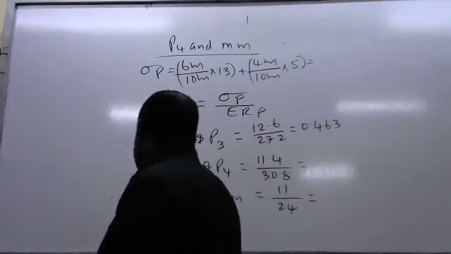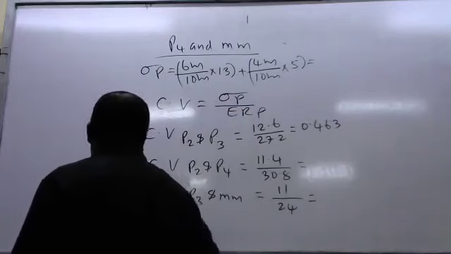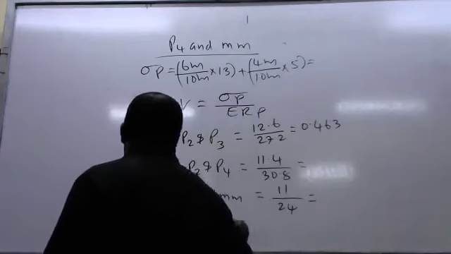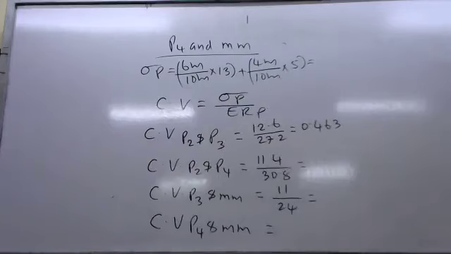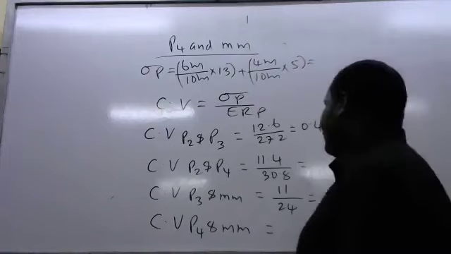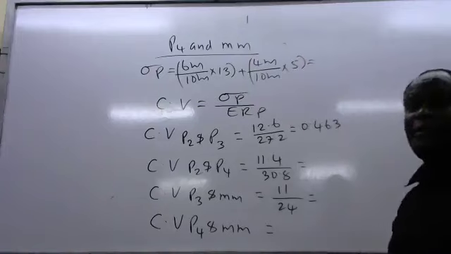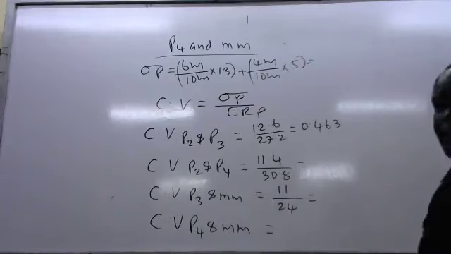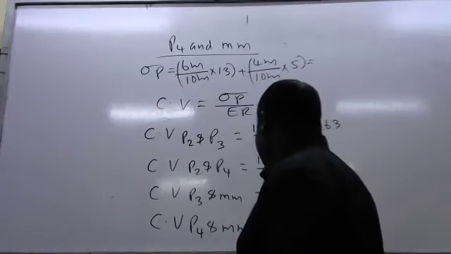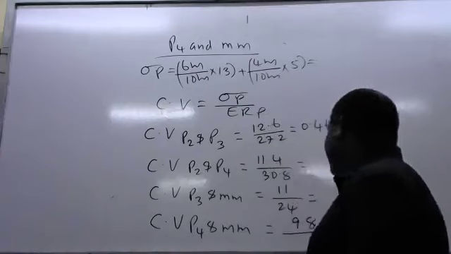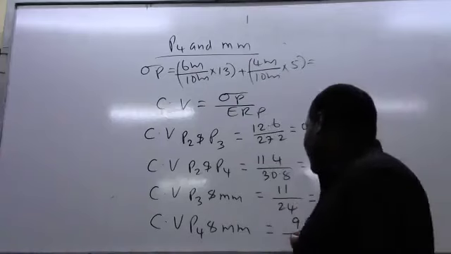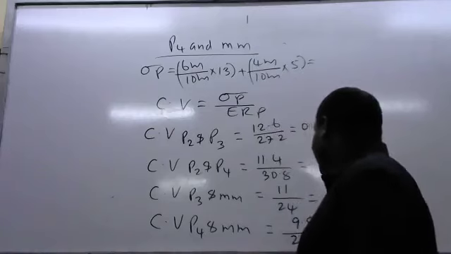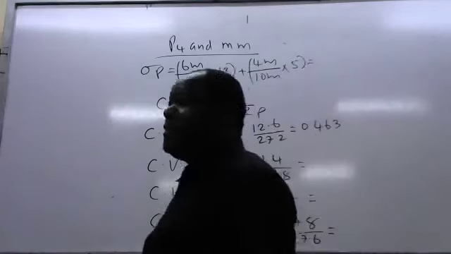Then the last one will be the coefficient of variation of project 4 and the money market. Project 4 and the money market. The standard deviation for that combination is what value? 9.8. So what was the expected return? 27.6. Yeah, so you can rank them.